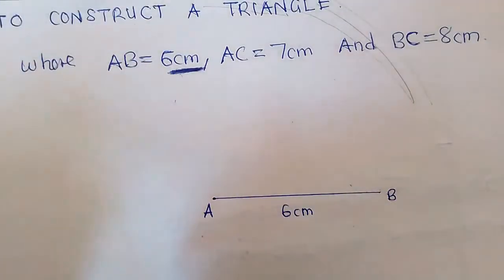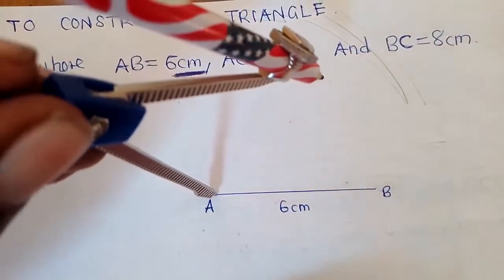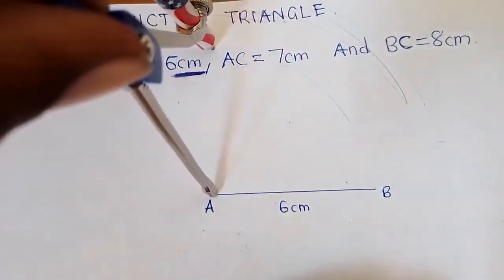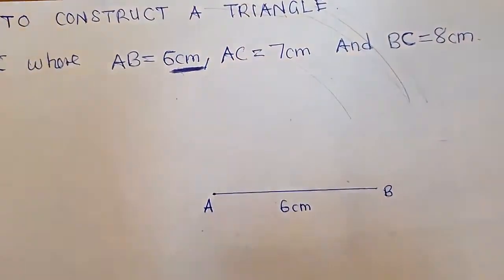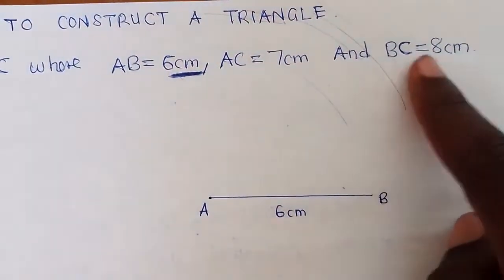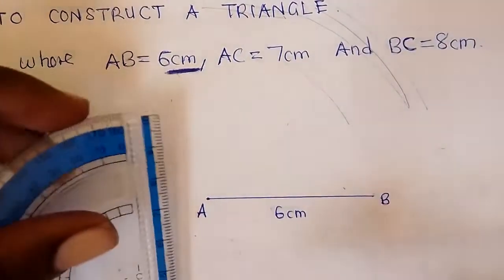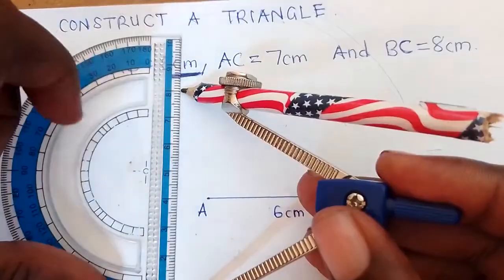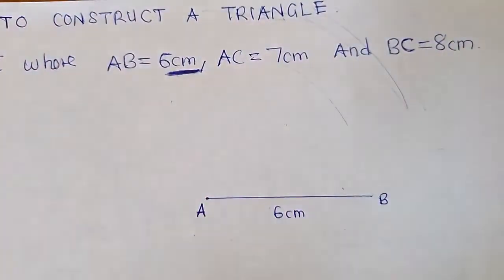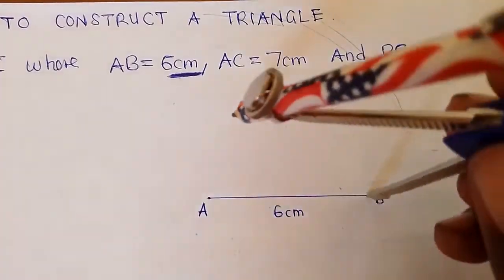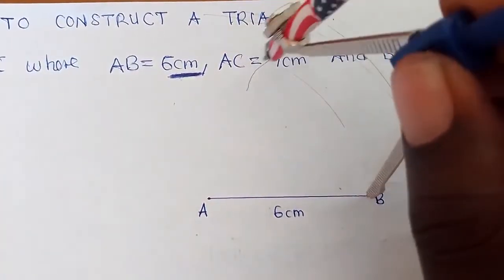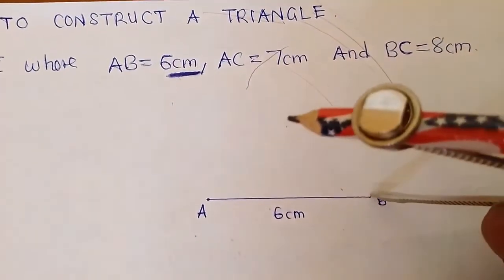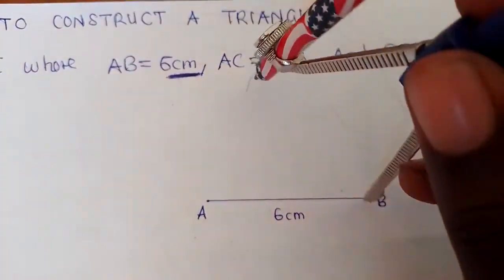So from here, you do this. I want you to do the correct thing. If that is 7 centimeters, you do that. Then you move to BC. BC is 8 centimeters. You move to A. You measure 8 centimeters on your ruler like this. With your 8 centimeters, you go there. Then you do this. Make sure it's not moving.